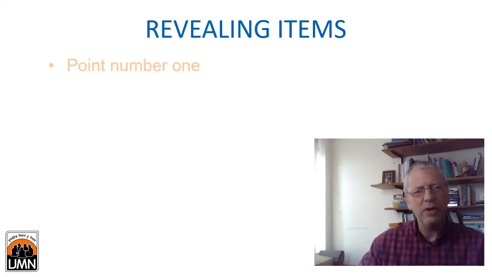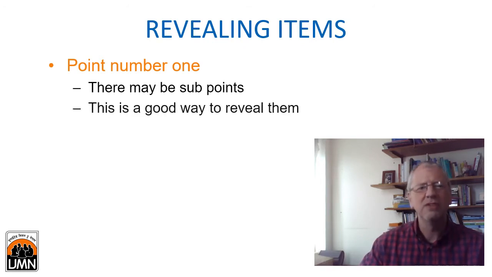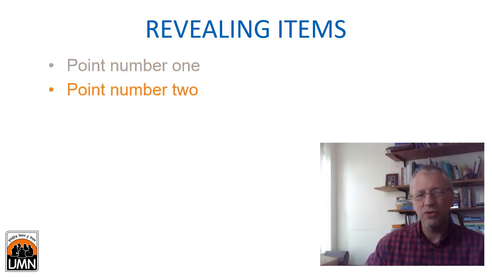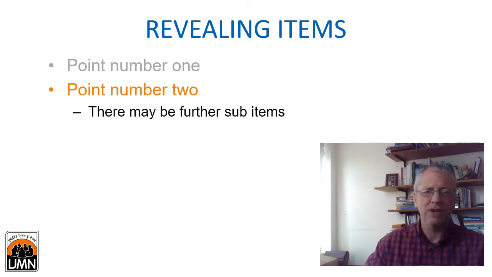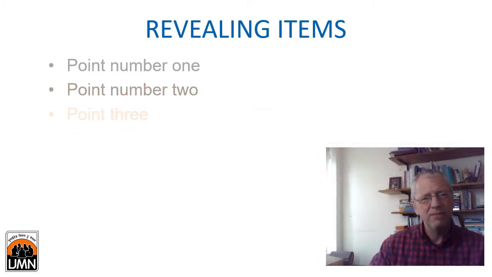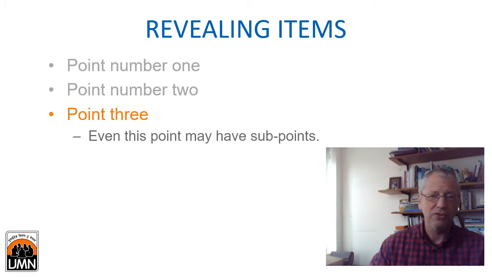So for example, you might want to talk about point number 1, and it is going to have a number of sub-points. And so this is a good tool for being able to reveal them. You then move on to point number 2, and maybe it also has some sub-items. And point number 3 may also have sub-points. And in this way, you can work your way down a list and help to reveal information. And this does use a little bit of animation, but otherwise, cut the animation out.